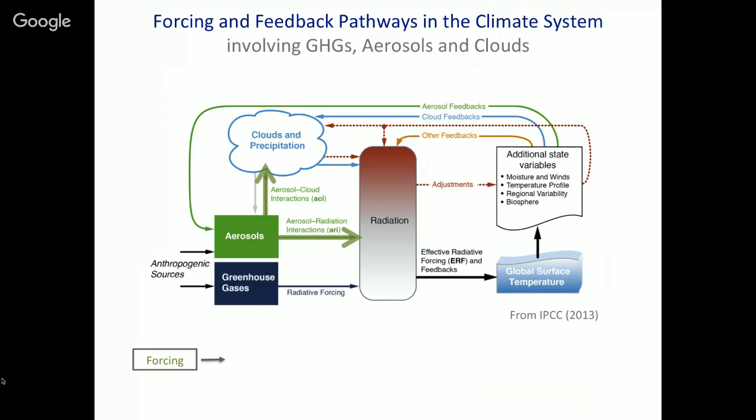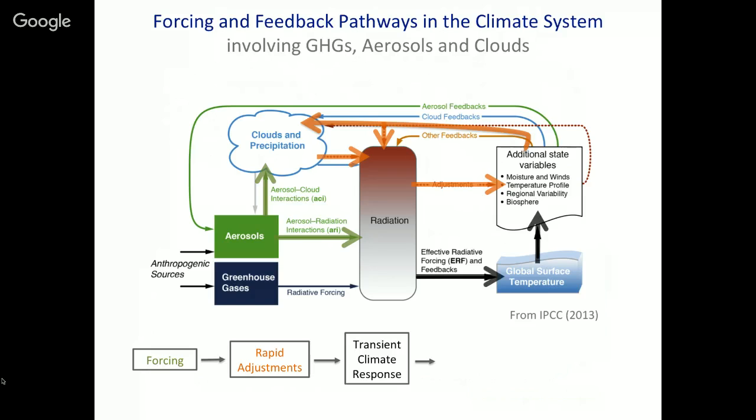So let's start with the aerosols. Let's say you have added aerosols to it. Now it has aerosol radiation interaction as well as aerosol cloud interaction. Once this happens, immediately there are a lot of rapid adjustments. This radiation interacts with the local variables, the local moisture, winds, and temperature profile, which also rapidly adjusts the clouds here. And this loop is called a rapid adjustment.